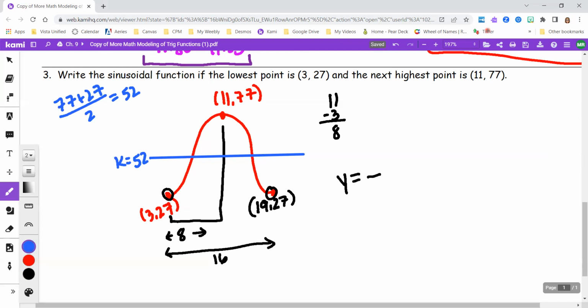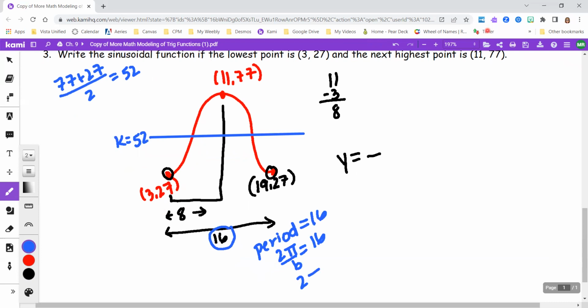Okay, and the other thing I know is since it's 8 on either side, my period is going to equal 16. And so 2 pi over b is equal to 16. And when I work that out, I'm going to get 2 pi is equal to 16b. And that is going to give me, when I divide both sides by 2, pi is equal to 8b.